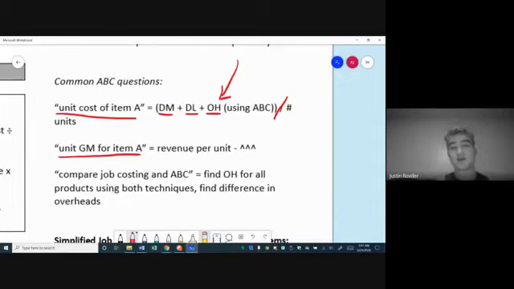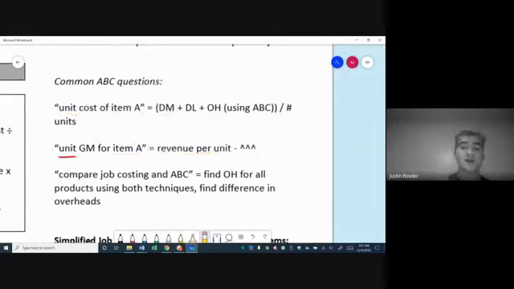Now, another type of question that they're going to ask you on the exam, most likely, is the unit gross margin for item A. Now, remember, gross margin is just the revenue per unit minus the cost of goods sold. So all you're going to have to do is take the revenue per unit, which is also the price, and then subtract the answer that you found above. So those are two common questions they may ask you.